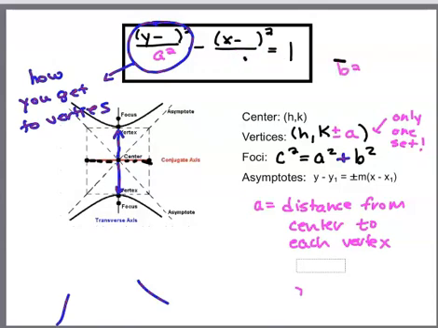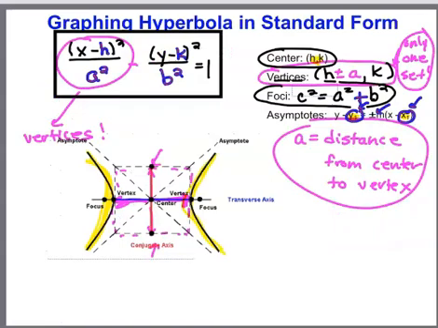Right b, left b. But this here, the a, is how we get to the vertices. Because it's the number under the first term, the square root of that tells us how to go up and down for the vertices. Then the foci: the foci here are always inside the curve. If we go back to the other one we were just looking at, the foci are inside the curves there. That is always true. The foci have to be inside those curves.